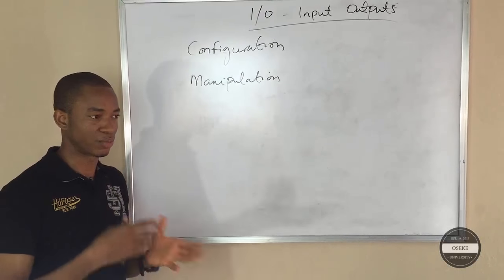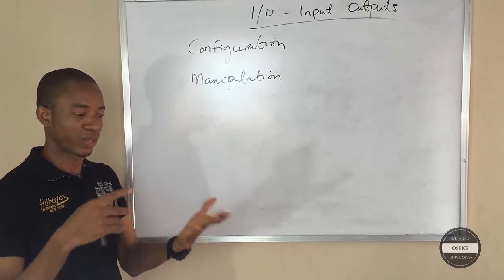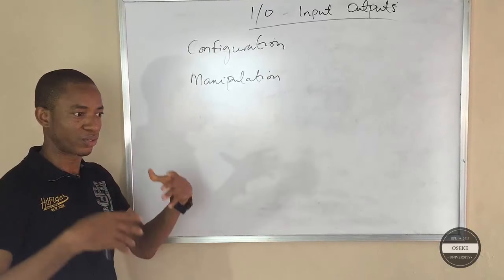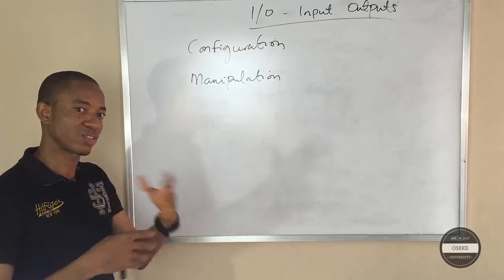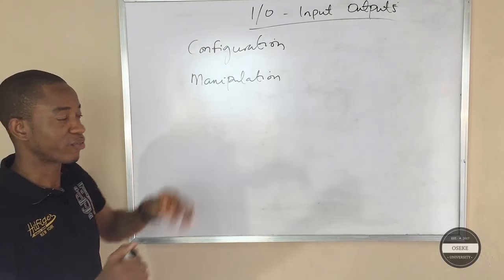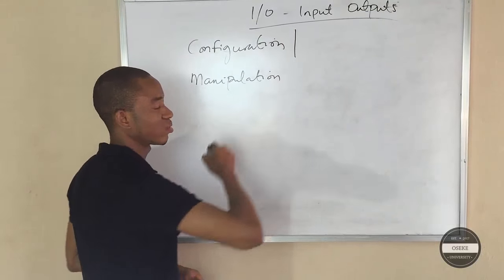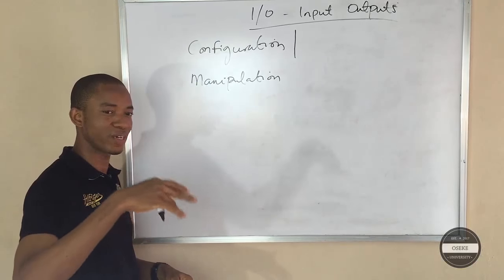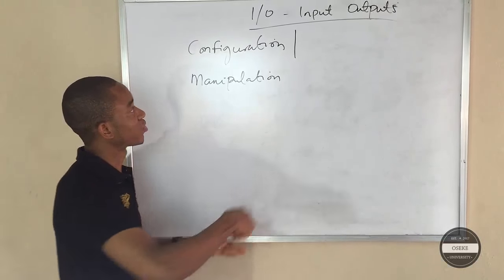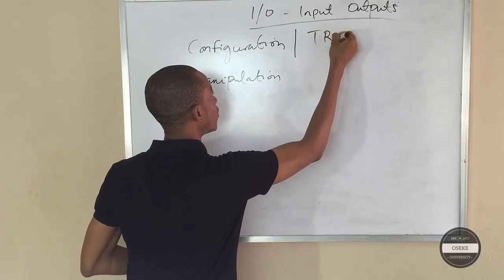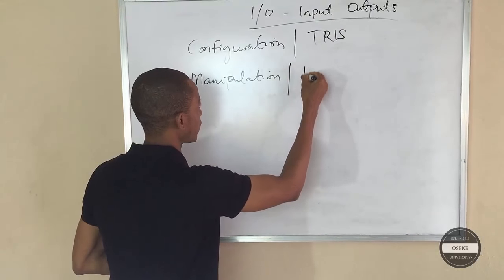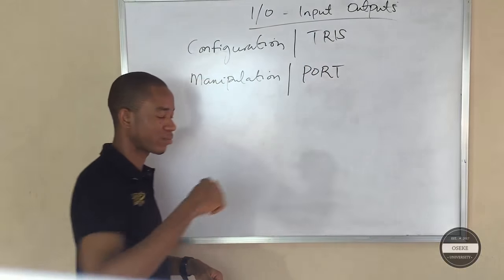Most sensors are inputs, because you'll be dealing with sensors later. Your keypad is an input, your LCD is an output device, your relays are outputs, your DC motors and stepper motors, those things are all outputs. So we need to learn how to configure. To configure any port or any pin in particular, you need to use a register called TRIS, or the tri-state register. TRIS is what we use, and to manipulate you use the one called the PORT.